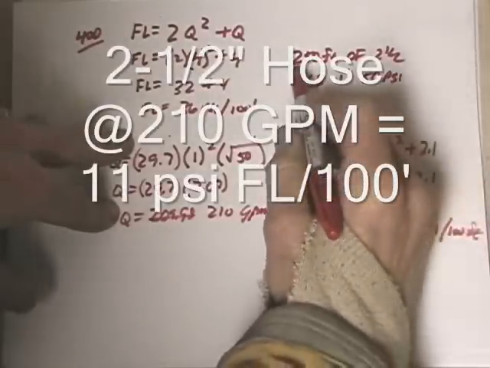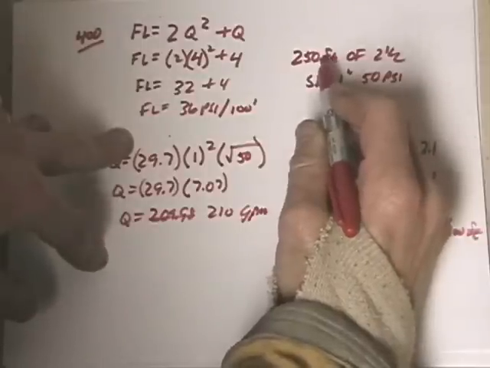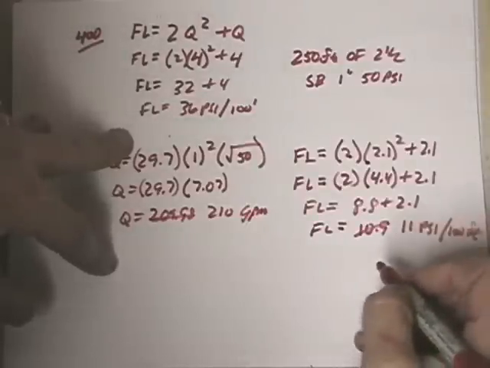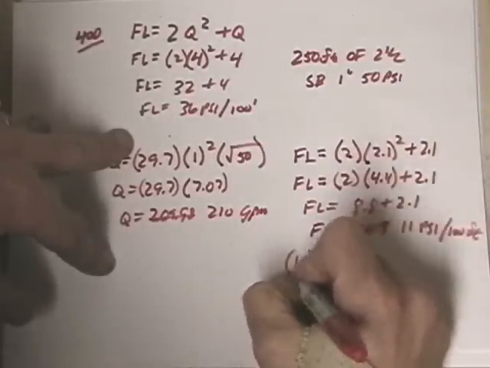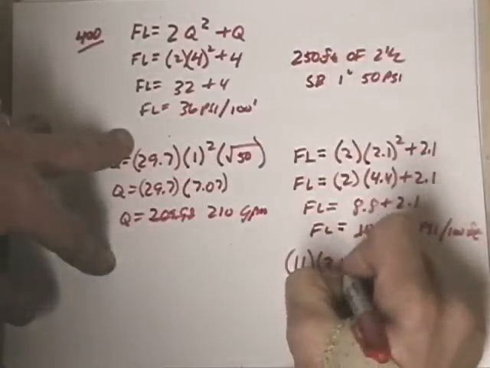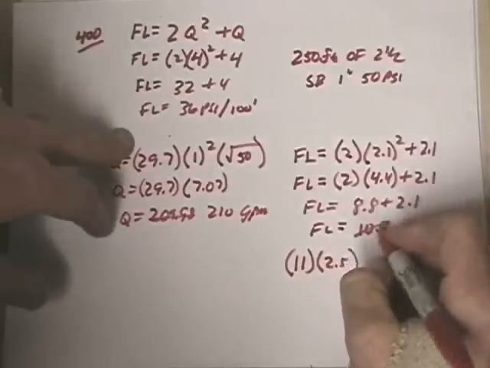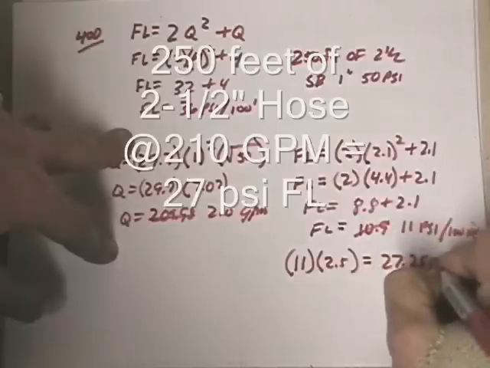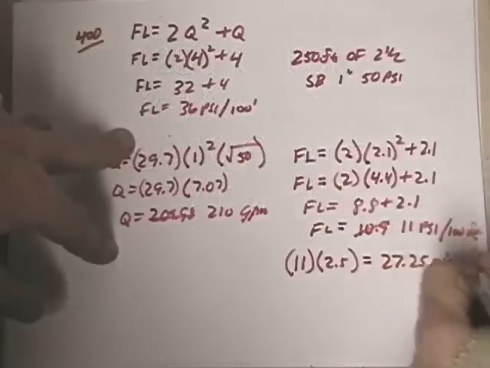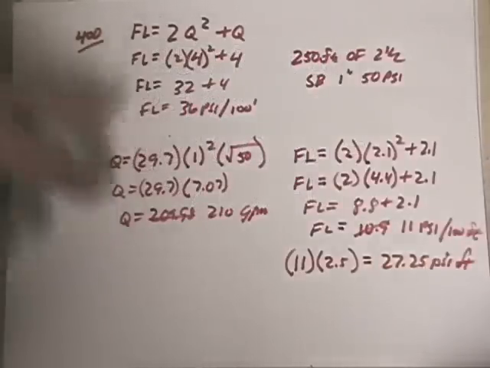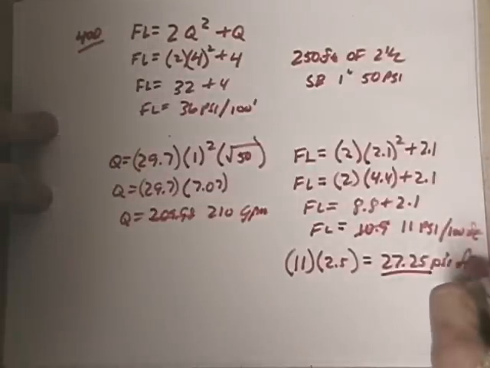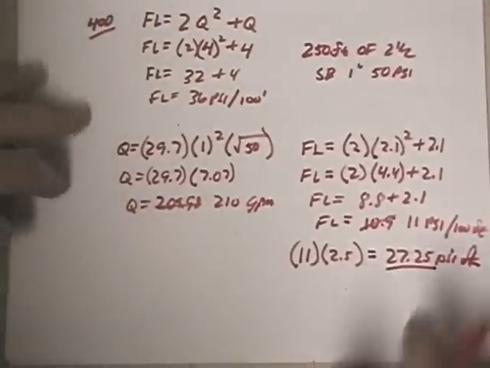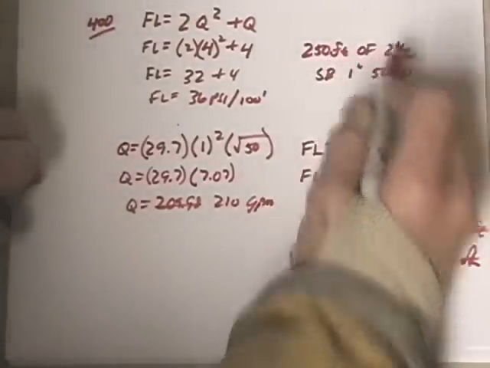The only problem is it's a complex problem. We've got 250 feet, so we're going to have to take 100 into 250, which is 2.5. So we're going to have to take our 11 psi and multiply it times 2.5 to get enough feet. And when we do that, we're going to come up with 27.25 psi of friction loss. Now when we get our 27.25 psi of friction loss in 250 feet, we know that that is rated for a 2.5-inch hose.